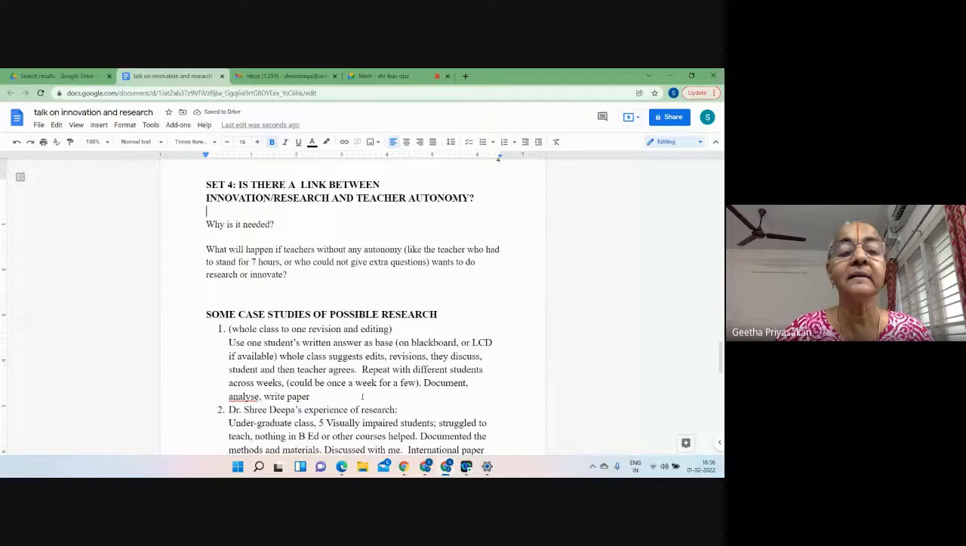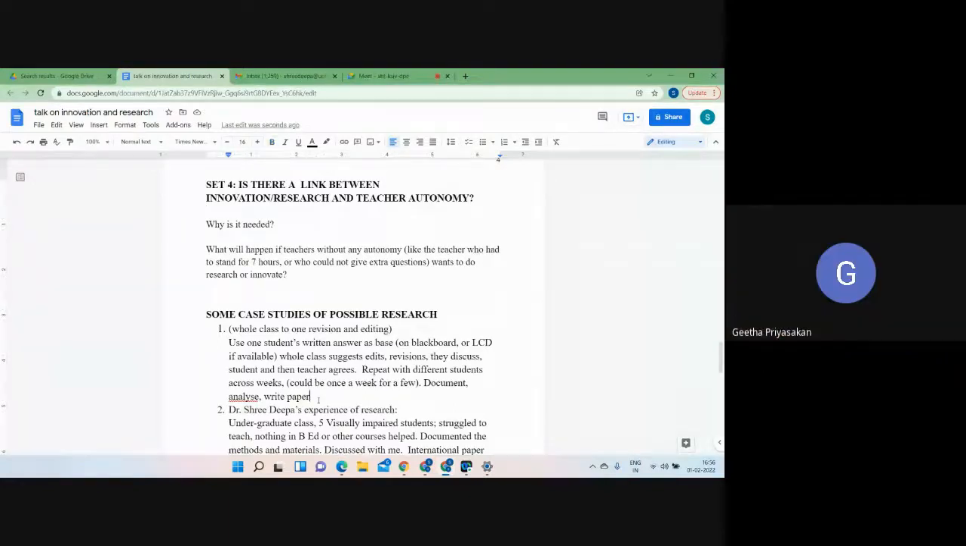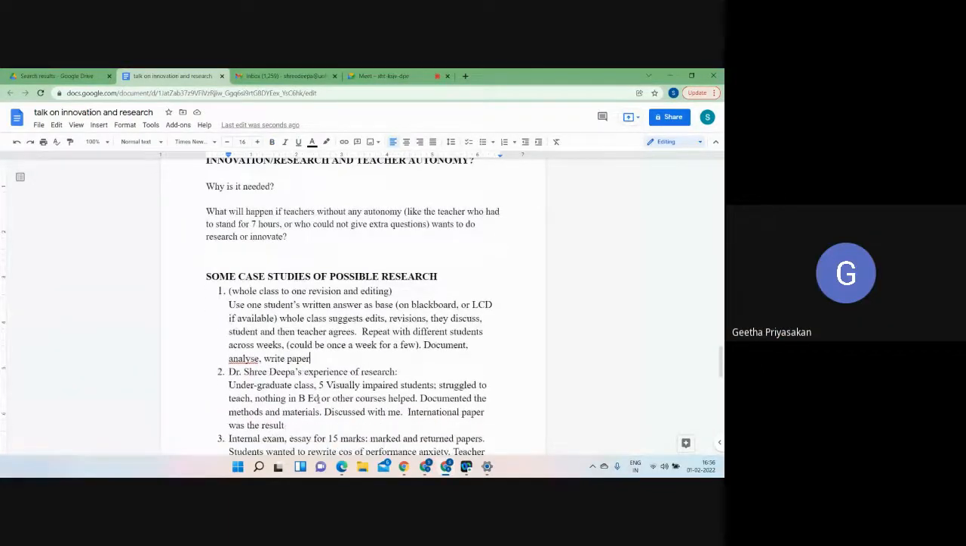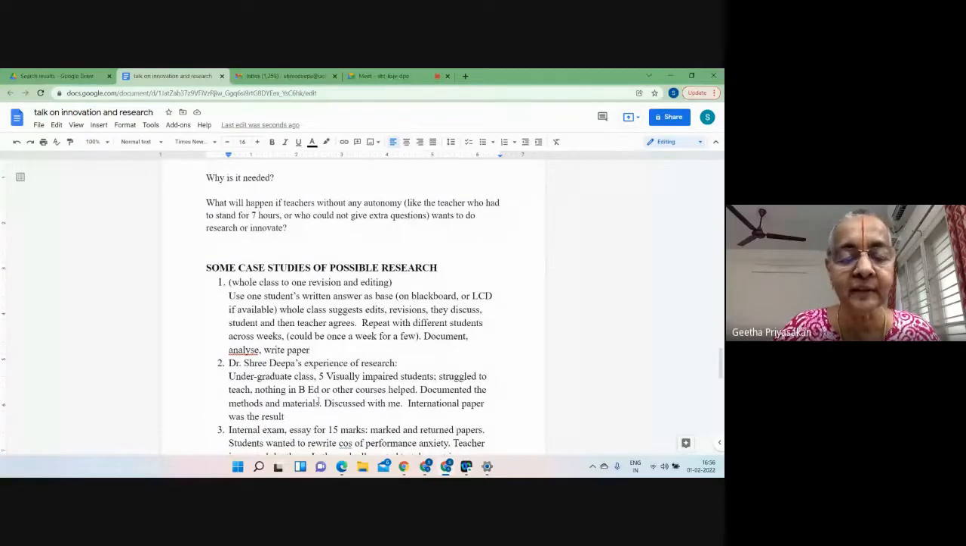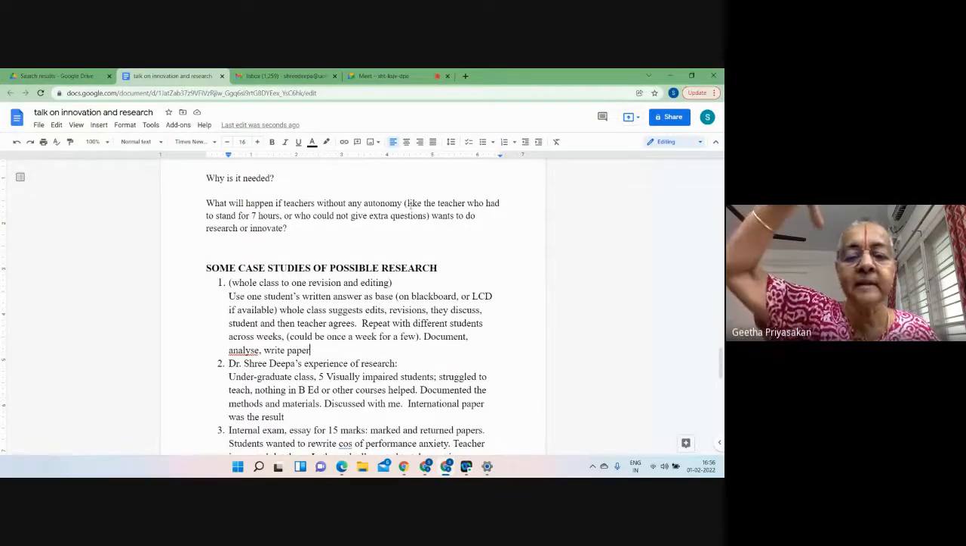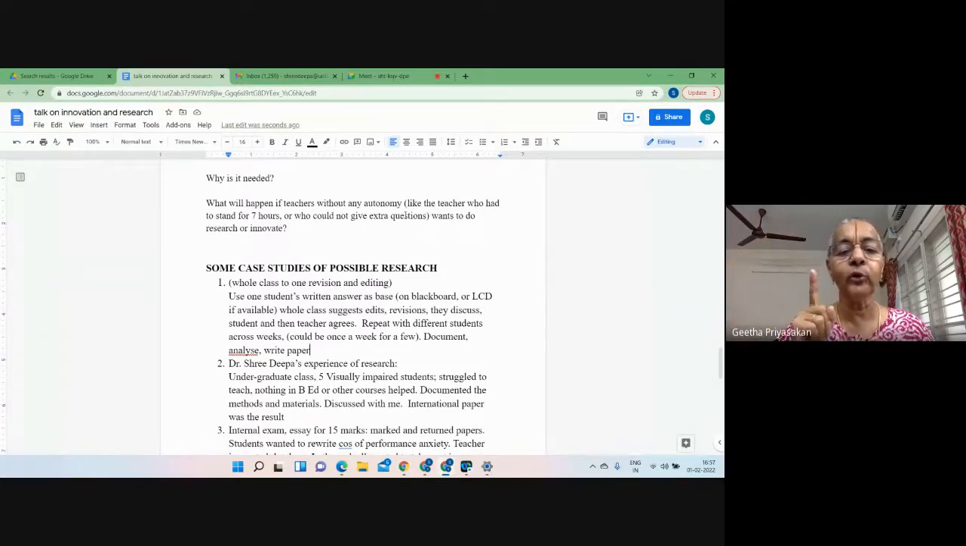Let us go back again to yesterday's discussion. Dr. Srideepa spoke about how when she was a teacher, she had to stand for 7 hours. If you don't even have permission in your classroom, and the principal is like that big brother who is going to watch with a CCTV camera to see what you're doing in your classroom, where is the space for innovative practice and research?